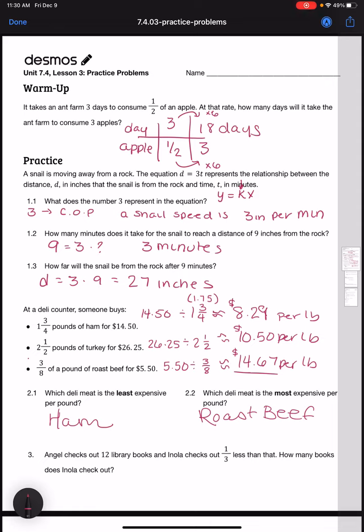The next one says Angel checks out 12 library books and Enola checks out a third less. How many books does Enola check out? So let's say I had a little tape diagram here. It was into thirds. If 12 was 100% or 3 out of 3, I could split 12 up into 4s, 4, 4, and 4. So if she took out 1/3 less, she would take out 8 books.